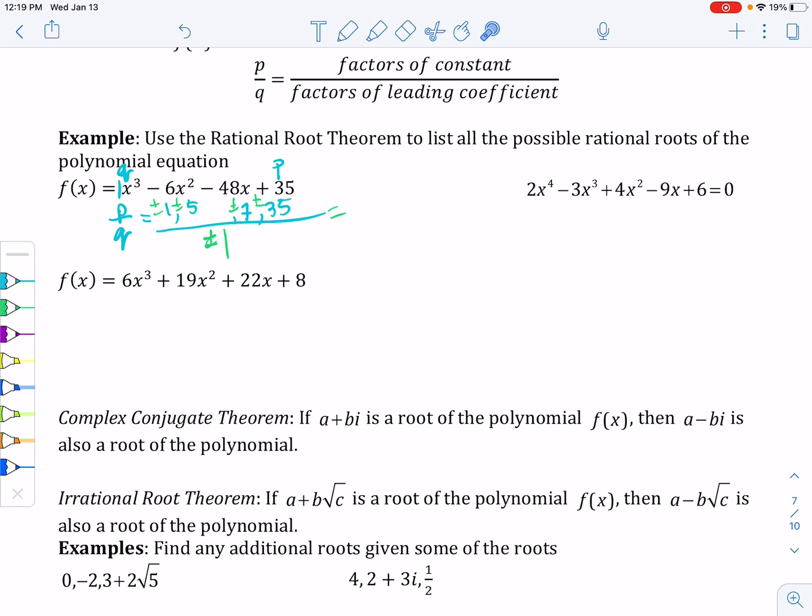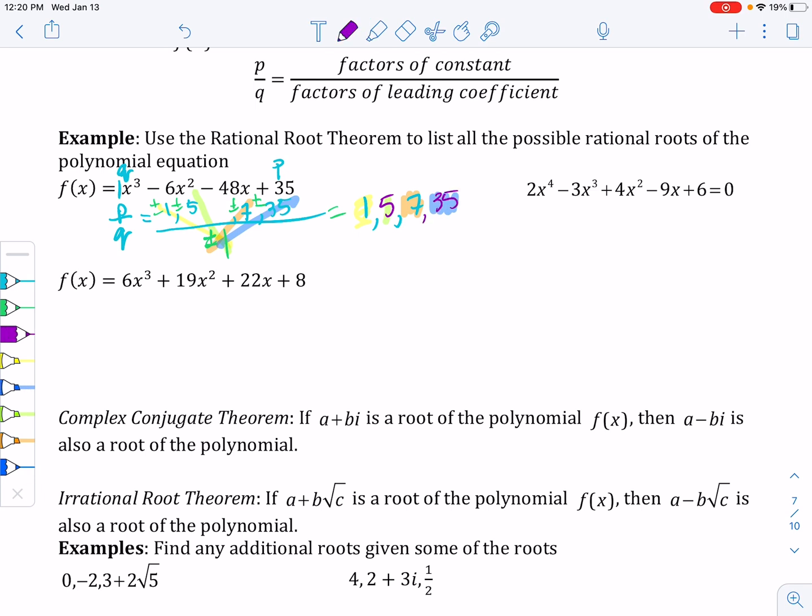So then what I'm going to do is I'm going to divide each one of these by our bottom number. So 1 divided by 1 is just 1. And then I'm going to do 5 divided by 1 is 5. And then we can do 7 divided by 1 is 7. And then we can do 35 divided by 1 is 35.